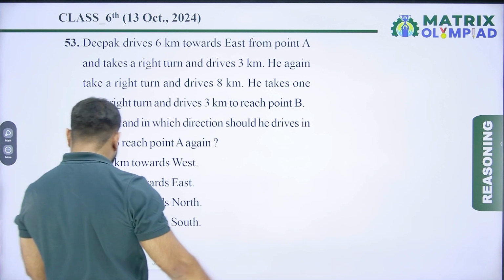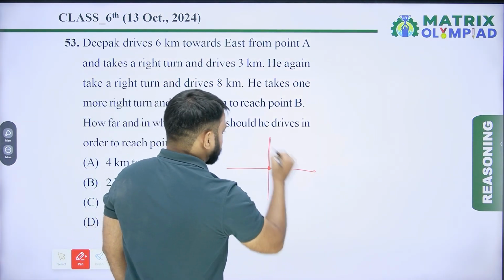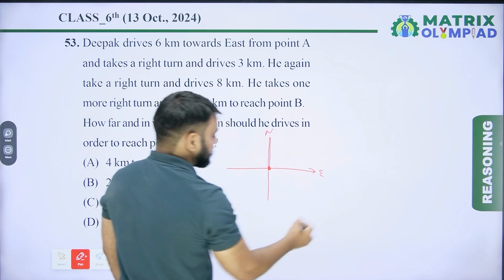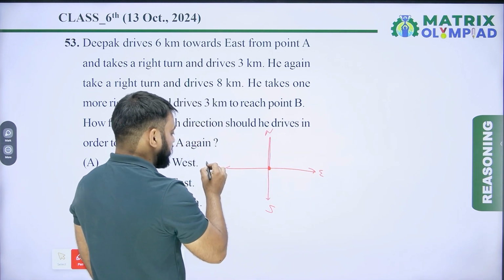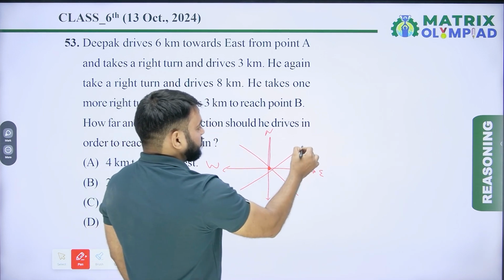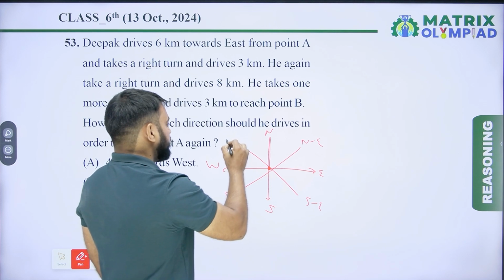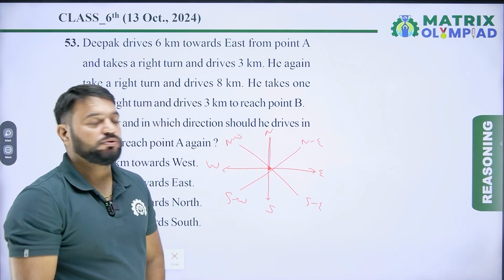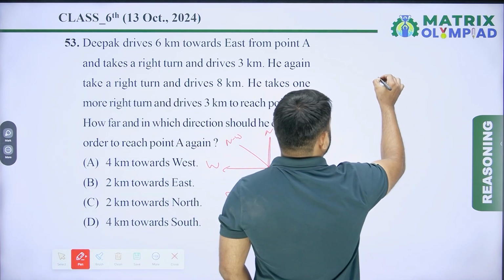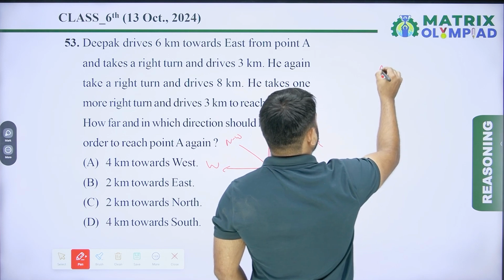Before starting this question, we should know that there are 4 types of main direction. This is north, this is east, this is south, and this is west. And there are 4 types of cardinal direction. This is northeast, this is southeast, this is southwest, and this is northwest. Now, according to the question, A is the starting point of Deepak.